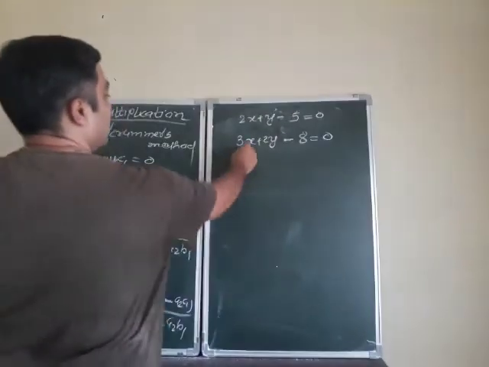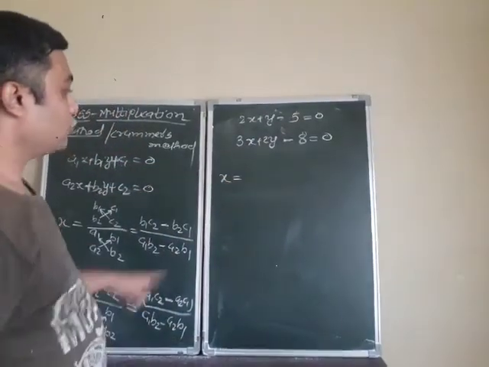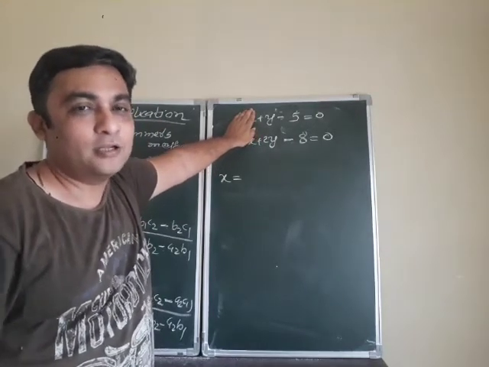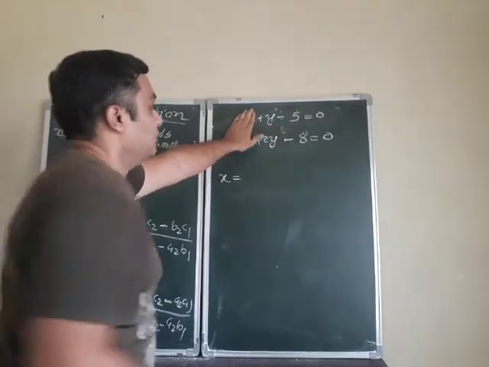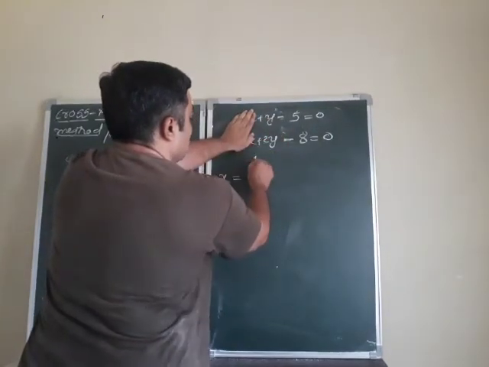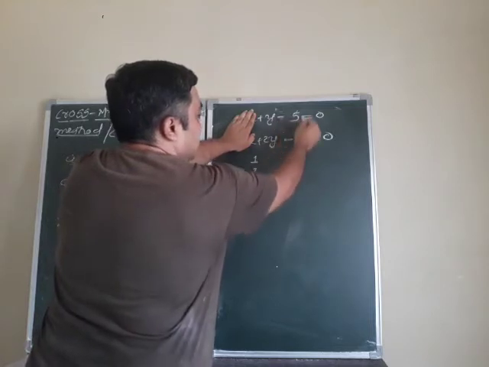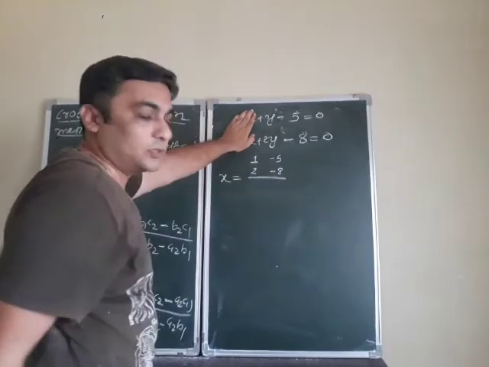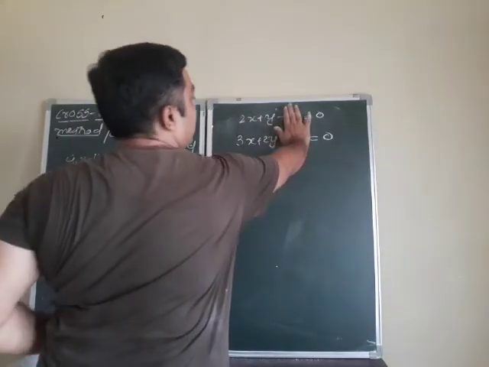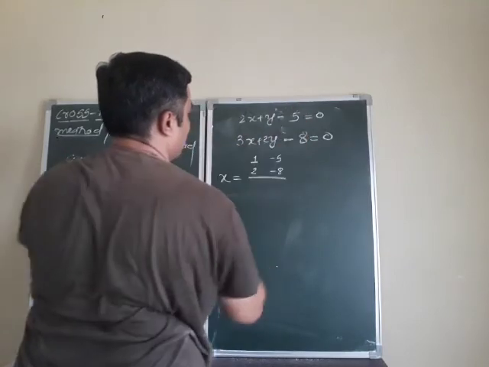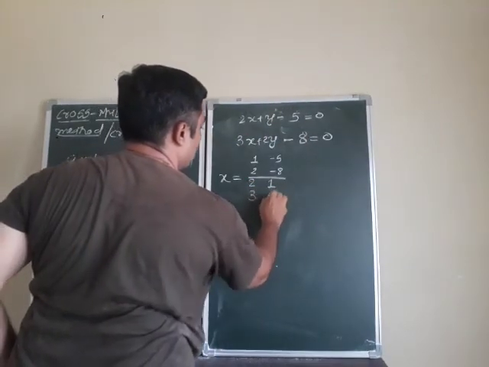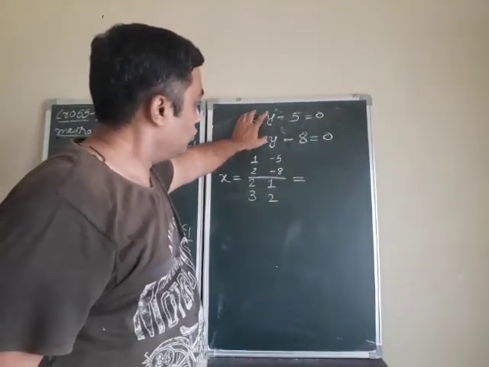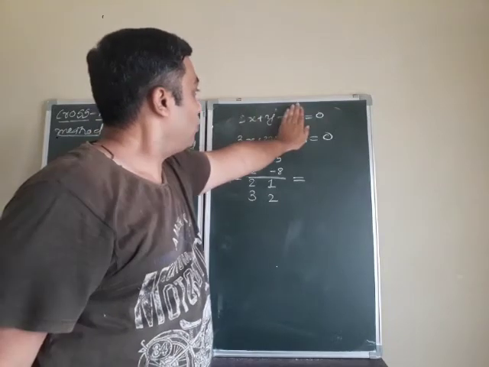Fine. Now I am required to find x. If we want to find x, then hide the x. So here we have 1, 2, minus 5, minus 8, upon constants hidden: 2, 3, 1, 2. Hide x, then hide the constants.